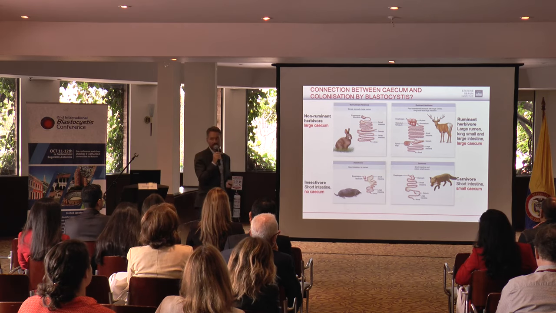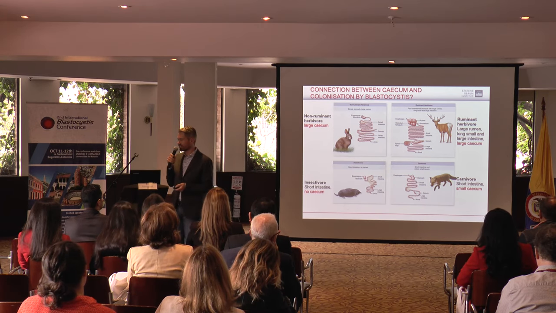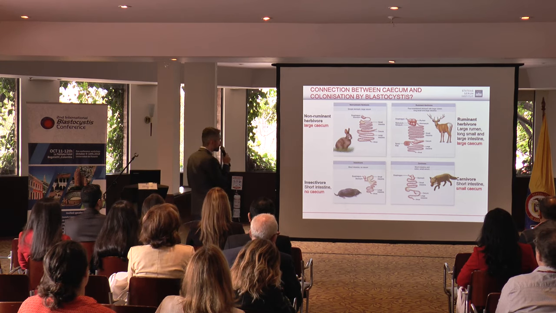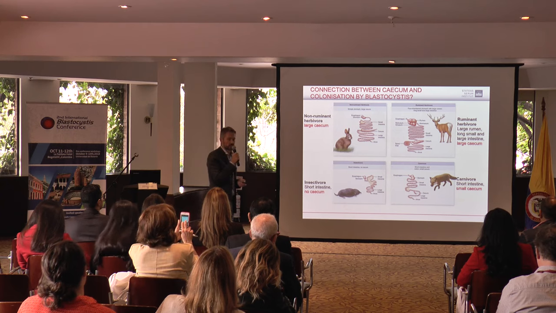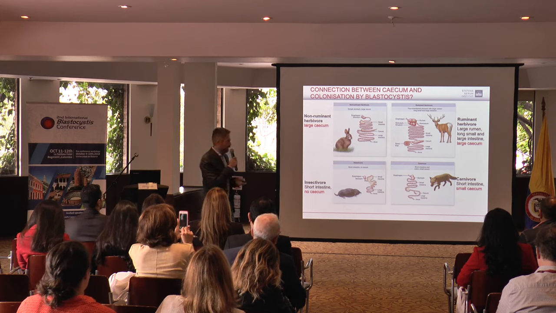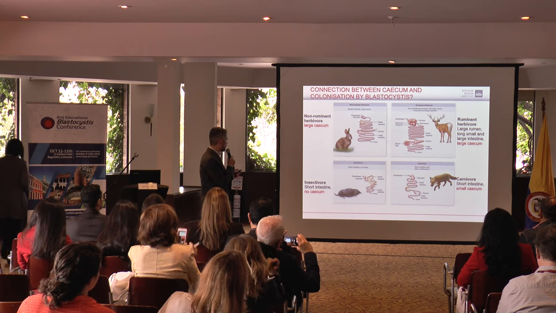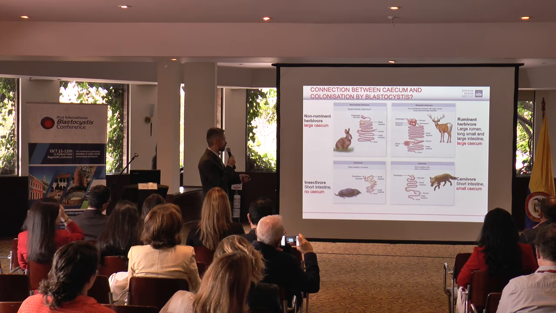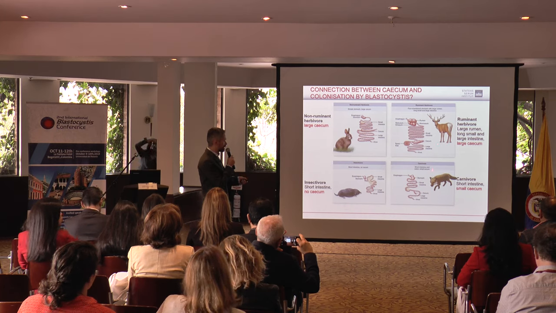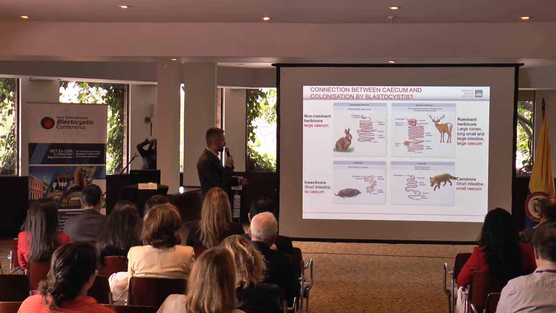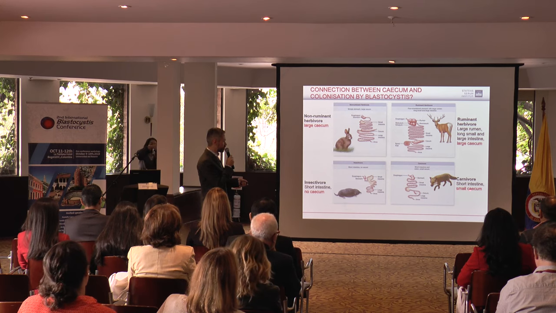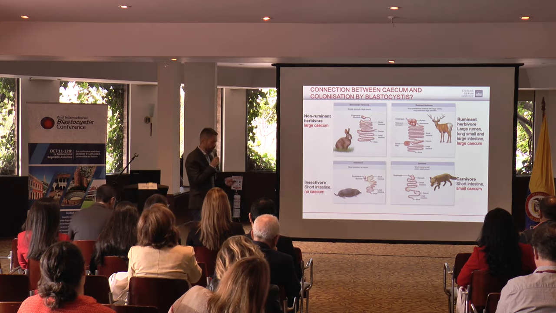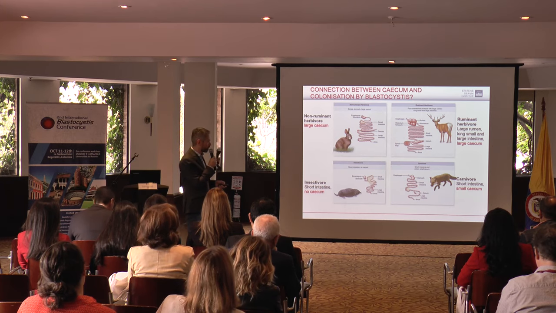So I was wondering lately whether there could be a connection between the presence of a cecum and colonization by blastocystis. Because we know that some animals have a large cecum, for instance, the lagomorphs, some of the ruminants have a large cecum. Foxes, carnivores such as the fox have a small cecum, and the shrew, for instance, insectivores, they have no cecum at all.